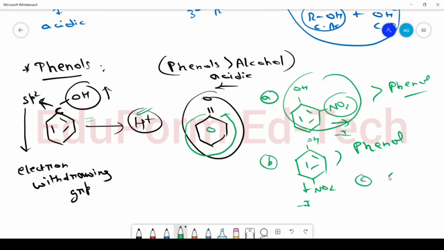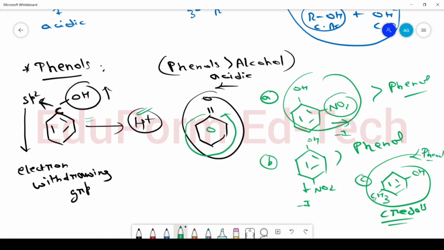Now case number 3: if I have a phenol, and to this phenol an electron donating group such as CH3 is attached, then the name is cresol. In this popular case of cresol, the cresol is less acidic than phenol. And why so? Because an electron donating group is present, and because of its presence, the release of H positive ion will not take place.